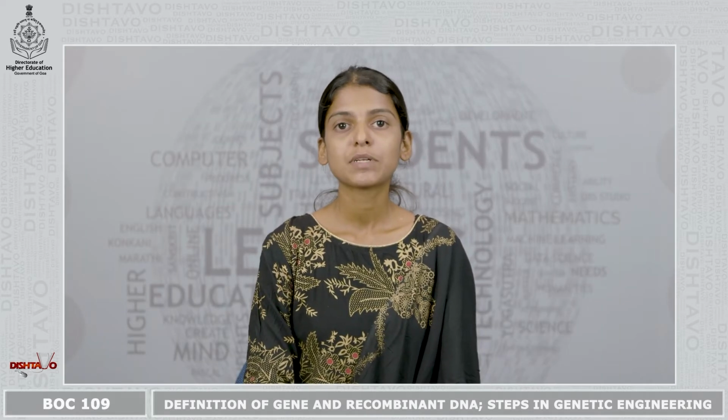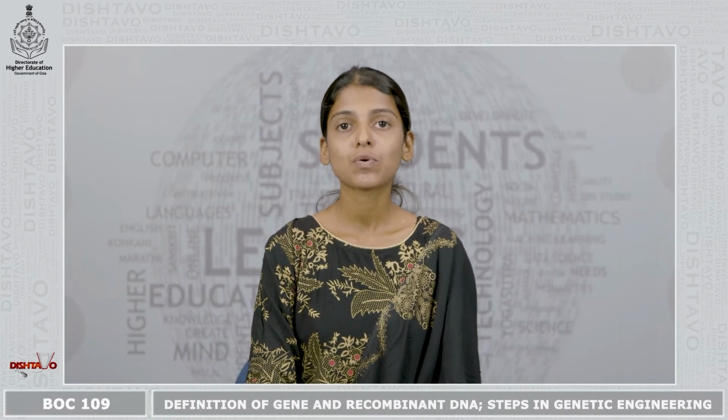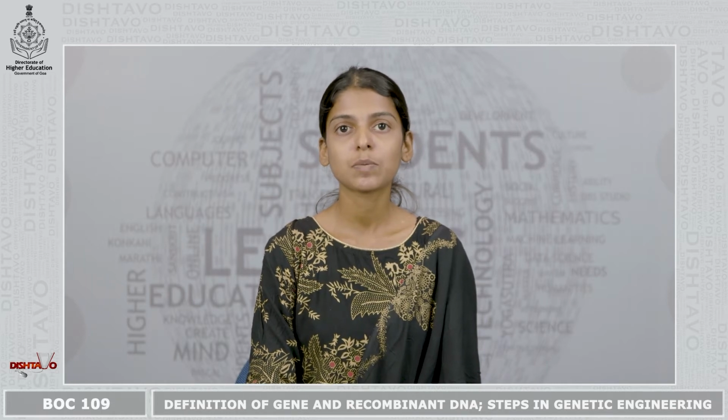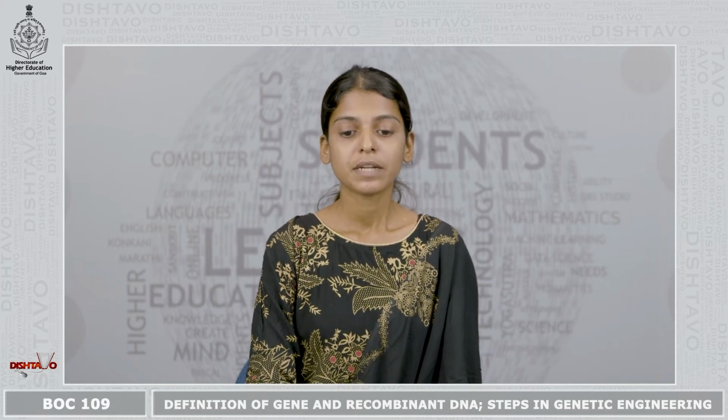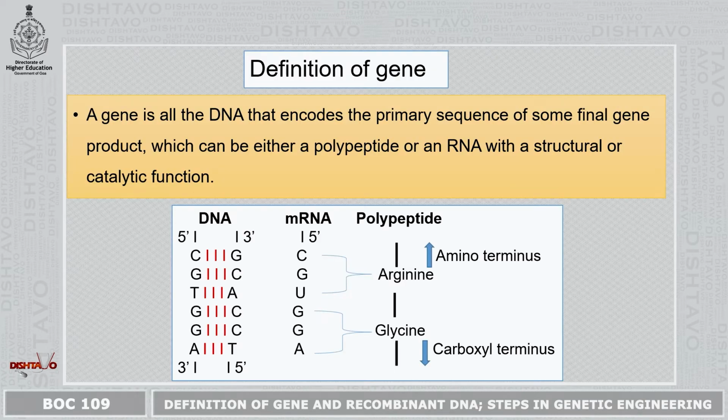Gene is basically made up of a primary sequence which codes for the different enzymes and the proteins. Definition of gene: a gene is all the DNA that encodes the primary sequence of some final gene product, which can be either a polypeptide or an RNA with a structural or catalytic function.